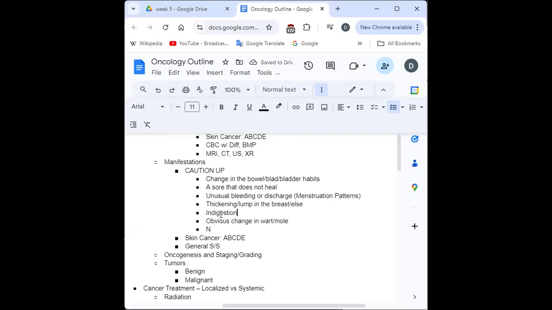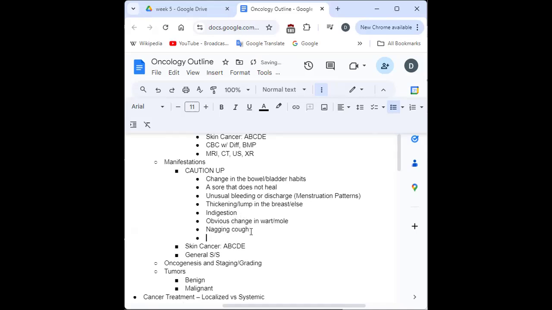Again, these are all general things to think about. So what's the N? We talked about GI, like the nagging cough. That's where some of your lung related cancers can come from. Some GI stuff, not being able to heal, so maybe a skin cancer, unusual bleeding or discharge, change in menstruation patterns, might be some sort of cervical cancer. Breast cancer, testicular cancer, more GI stuff, and more skin cancer. And then someone mentioned the anemia.